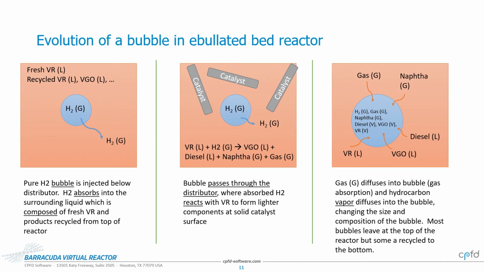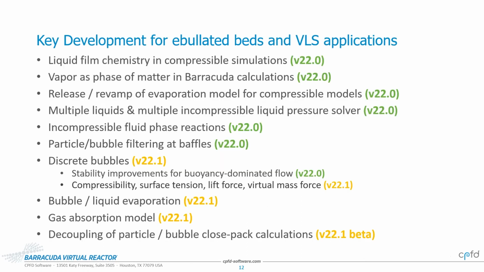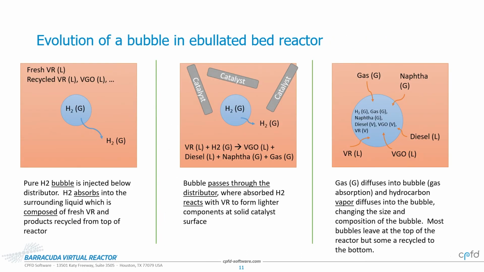So right off the bat, we need discrete bubbles. This hydrogen would be diffusing into the liquid through a gas absorption model, so thinking like a Henry's law constant describing that equilibrium. And it's diffusing into a liquid that is composed of multiple reacting components, where the liquid is being cracked in this case. The bubbles then pass through a distributor.